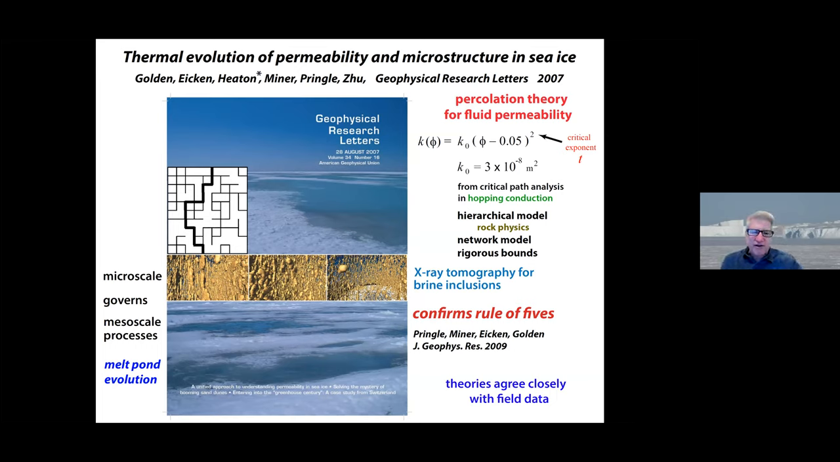And many years later, I then used it to get the leading order behavior of the fluid permeability in sea ice, because the whole theory is about bottlenecks, that bottlenecks control the flow. And so you get a sense from the X-ray tomography of the scaling of the bottleneck, and then out pops this beautiful formula that captures all the data. And finally, we were able to confirm this rule of fives, but that wasn't until 2009. So I observed it in 1994. It wasn't until 15 years later when we developed the mathematical technology and the X-ray tomography to confirm my intuition.